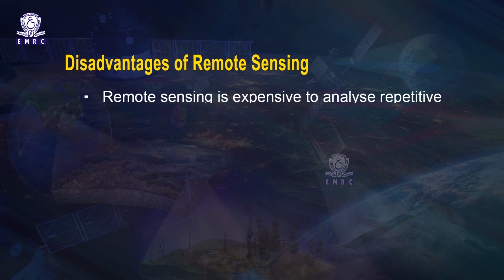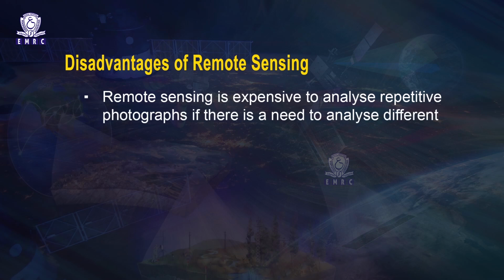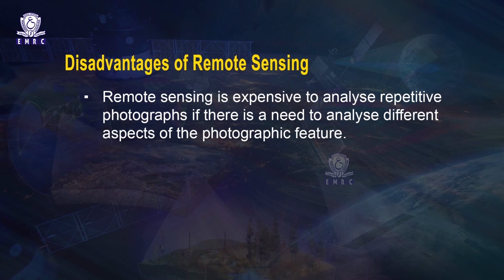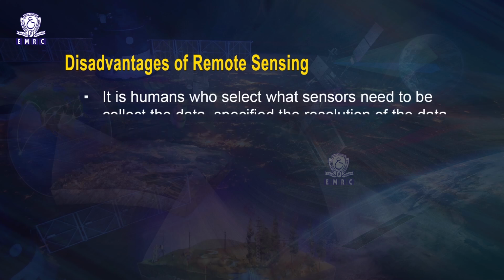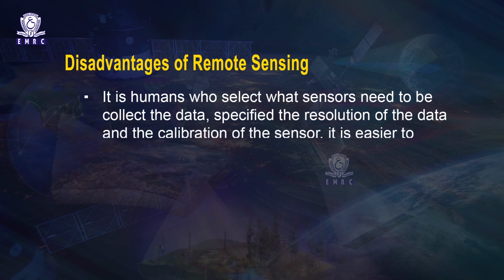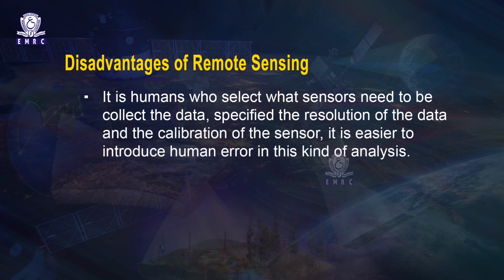Remote sensing is expensive when analyzing repetitive photographs if there is a need to analyze different aspects of the photographic feature. It is humans who select what sensors are needed to collect the data, specify the resolution of the data and the calibration of the sensor. It is easier to introduce human error in this kind of analysis.